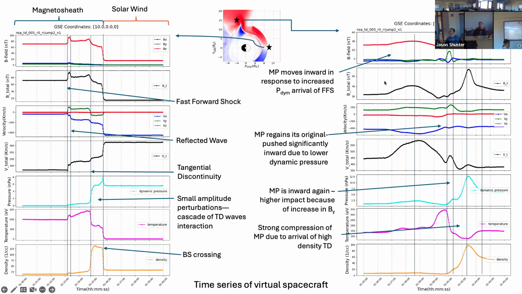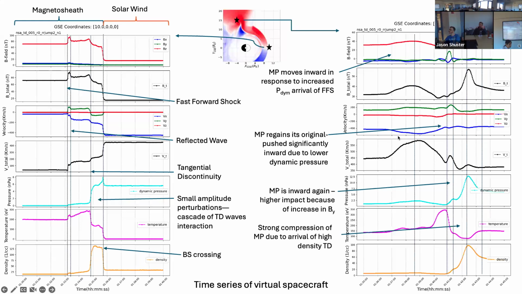On the right is at the dusk flank, that is -4 and 15 RE. It was at the inner boundary of the magnetopause, and then eventually it goes out, but it also encounters a brief magnetopause crossing there.